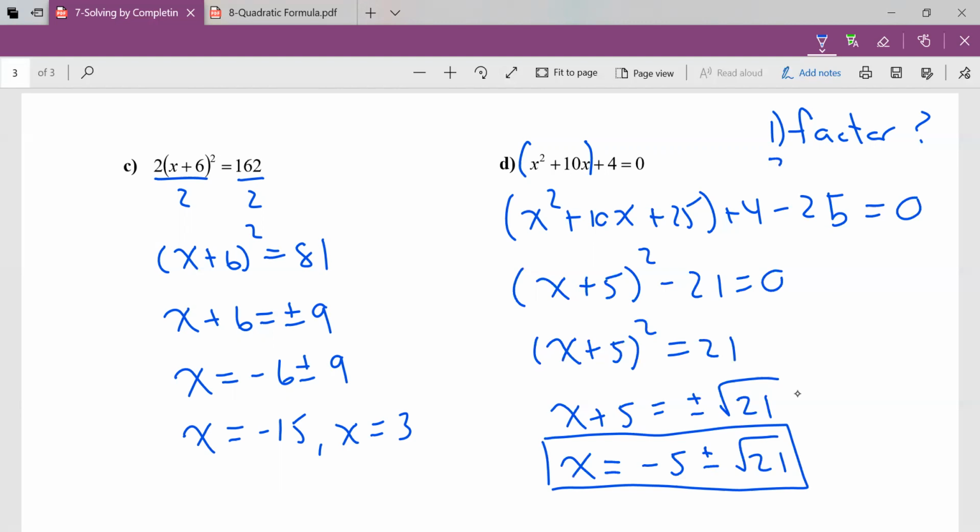So that's what I'm going to try. When I can't factor, then I'm going to try to complete that square. All right? So always try factoring first. It's a lot quicker than completing the square and then solving. And if I can't factor, then complete the square. There you are. There's solving using completing the square.